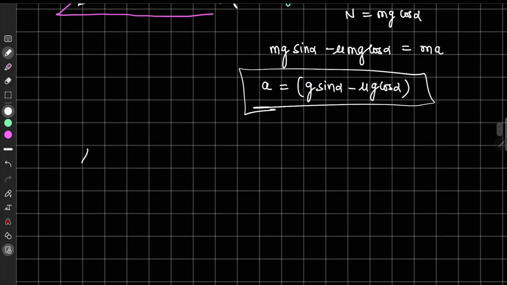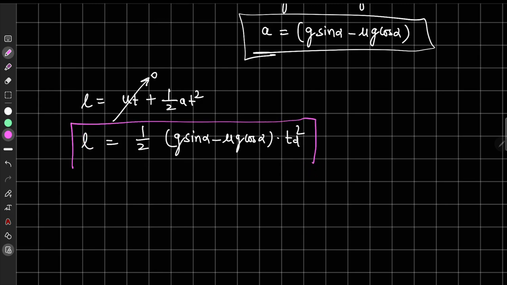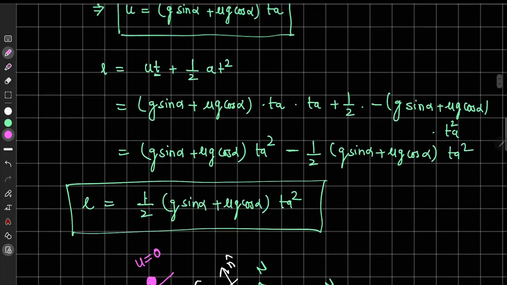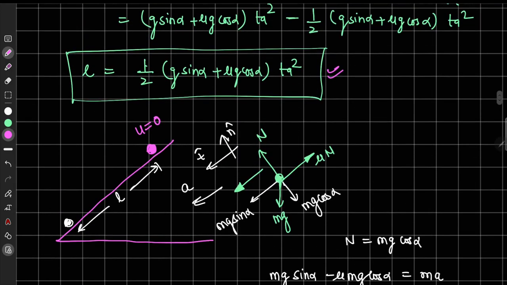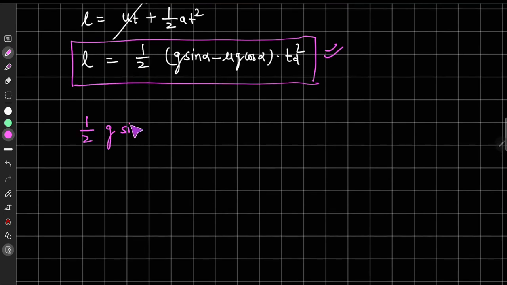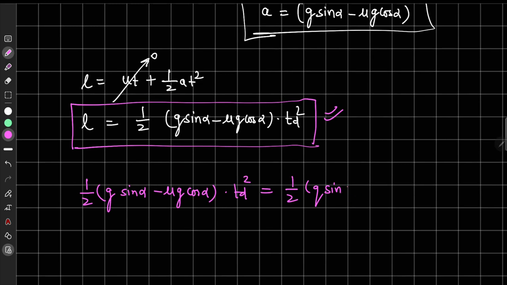Okay, so we can write L is equal to ut plus half into at square. Initial velocity is equal to 0 for this particular case, so we can write half into (g sin alpha minus mu g cos alpha) into td square, that is the time of descent. Okay, so this is the value of the distance we got while coming down, and both the distance while ascending and the descending will be same, so we can equate these two distances. So we can write half into (g sin alpha minus mu g cos alpha) into td square, that is equal to half into (g sin alpha plus mu g cos alpha) into Ta square.